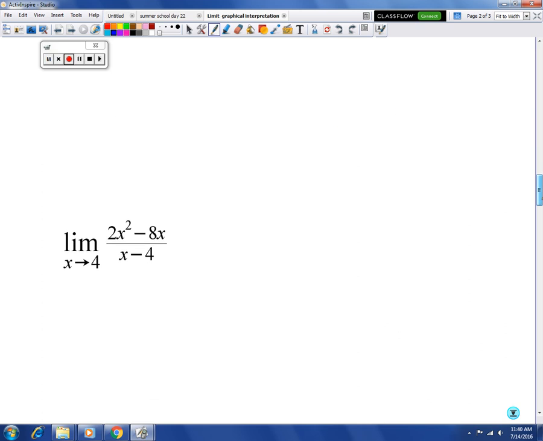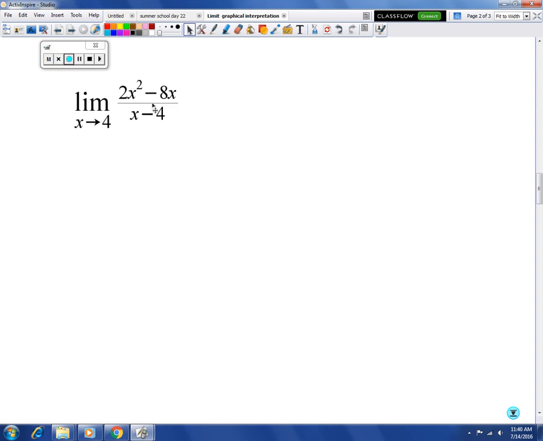So it's really emphasizing factoring skills. Okay, all right, let's try this one. Now this is a different kind. Well, first of all, let's plug in 4. We can see right away we get a 0 in the denominator.